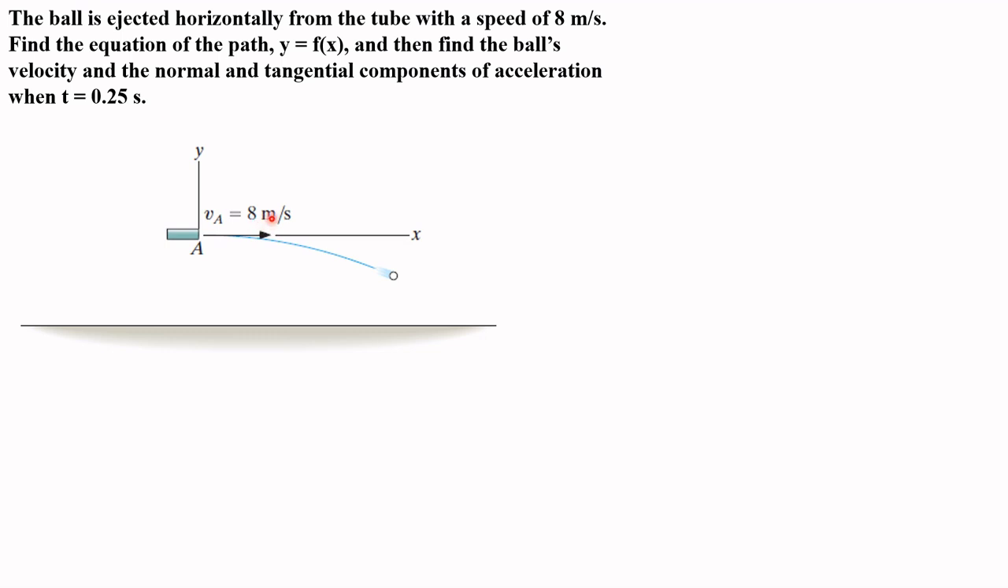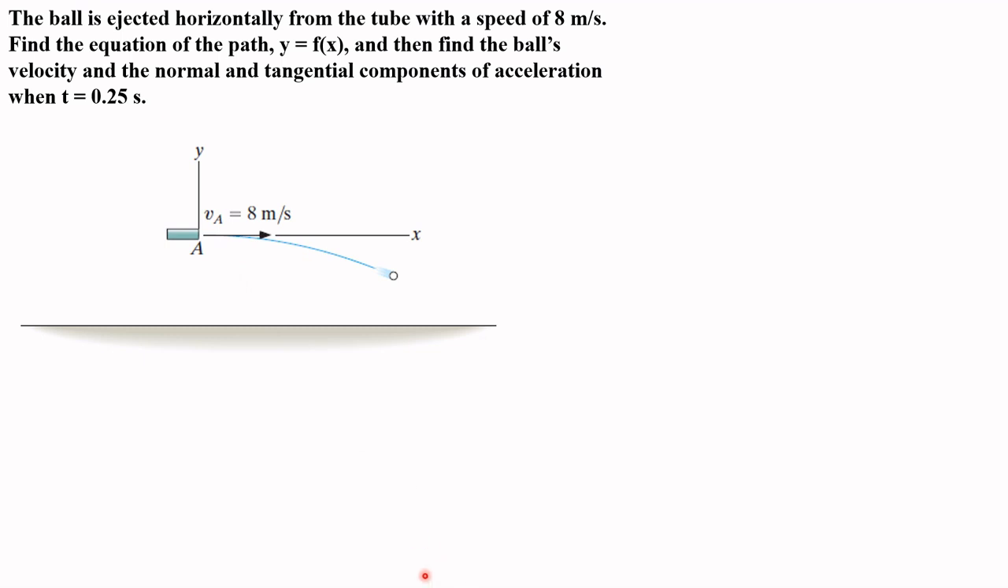Okay, here we have a ball ejected from a tube at this velocity horizontally, 8 meters per second, and the question says find the equation of the path. So what does this path look like? It looks parabolic, right? But anyway, we need to confirm that. And then find the ball's velocity and the normal and tangential components of acceleration at this time, 0.25 second. So it looks like I also need to find an and at.